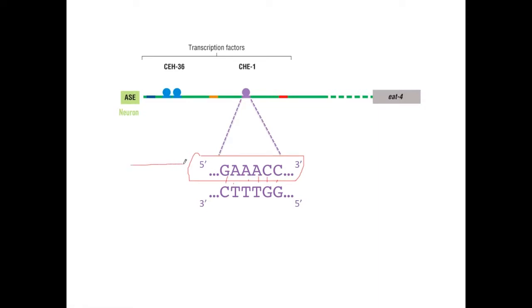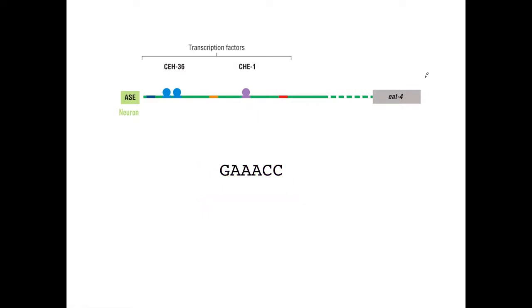By convention, for the shorthand, we take the top 5' to 3' sequence of the DNA when the gene is oriented such that transcription is proceeding to make a transcript in that same 5' to 3' direction. This is the DNA sequence to which CHE1 binds in the cis regulatory module of the EAT4 gene. The CHE1 transcription factor protein has a specific conformation and shape, enabling it to recognize and bind to this specific sequence, which we can write in shorthand like this.